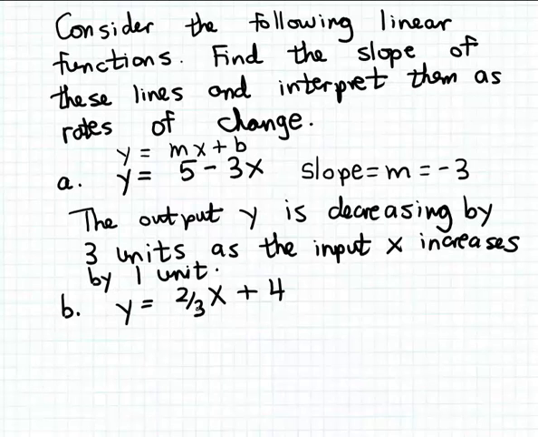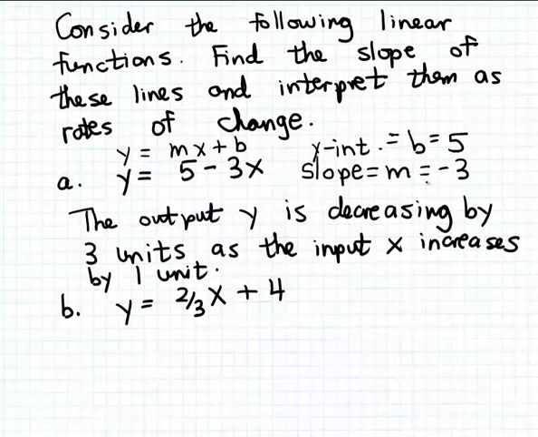This is also a linear function formula. You just have a coefficient times the input variable plus a constant. Clearly the slope here is going to be 2/3. That's the coefficient of the input variable in the formula, and the y-intercept here is +4. Oh, I forgot to mention in this previous example in A, the y-intercept, the b value, happened to be 5.